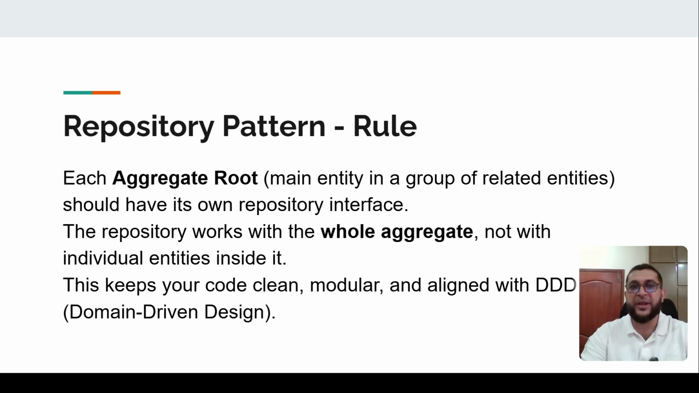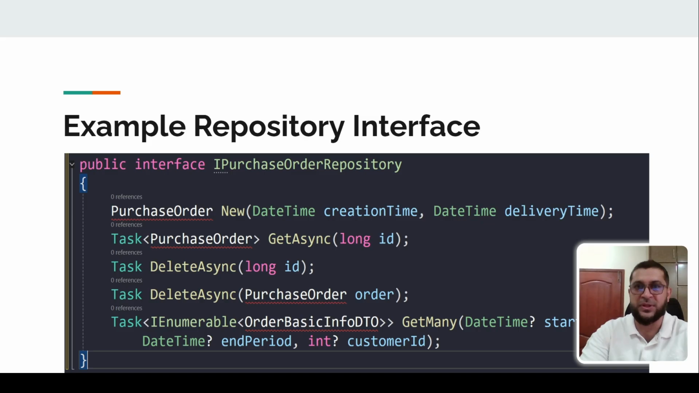And there is one rule: each aggregate root. I already said that the aggregate root is the main entity in a group of related entities. In an aggregate, we have related entities, and there is one key entity which is called the aggregate root. All the child entities in the aggregate depend on the aggregate root. It should have its own repository interface. One aggregate root, one repository interface. This is the rule, and the repository works with the whole aggregate, not with the individual entity. So this is another rule. What is the purpose? It keeps the code clean, modular, and aligned with DDD, domain-driven design. So we will follow the domain-driven design principles. That's why we need this repository pattern. We must follow this repository pattern rule.